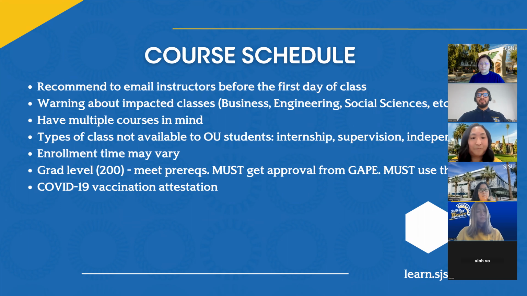So for graduate level courses that meet prereqs, you have to get approval from the GAPE office. I see that there were maybe 2 or 3 of you from the poll, and you'll have to enroll using the enrollment form on our website, because that has to go to the GAPE office first to be signed off.